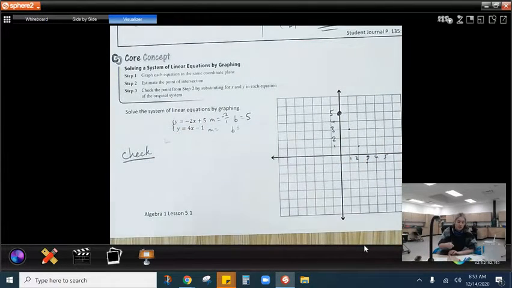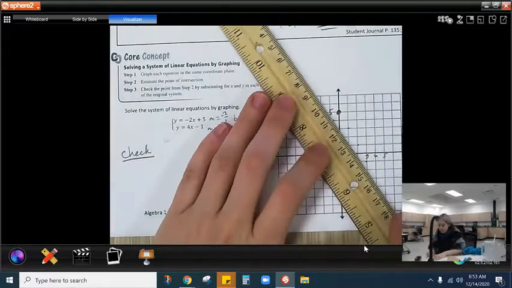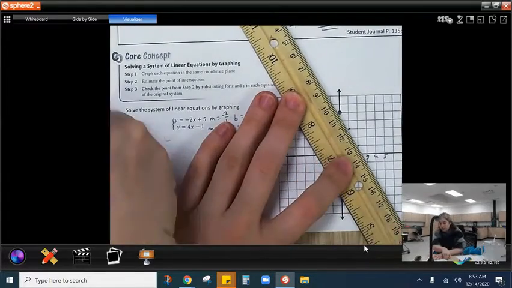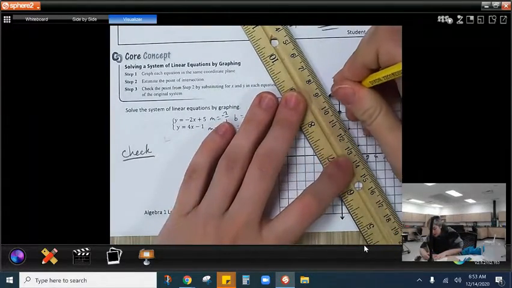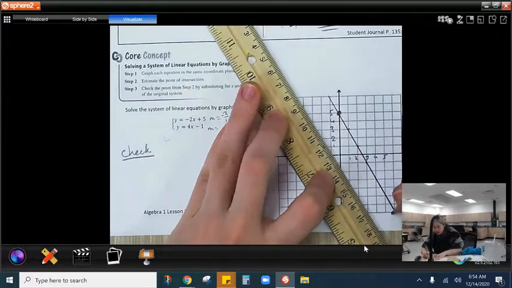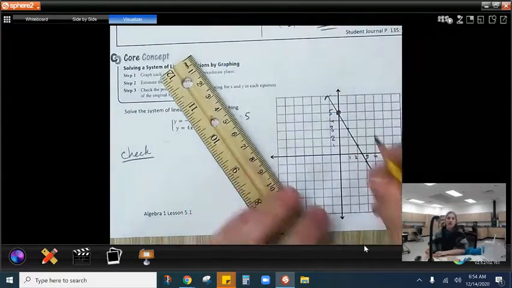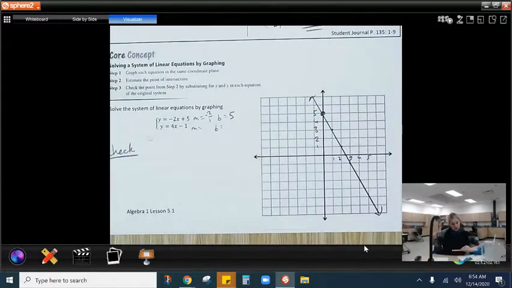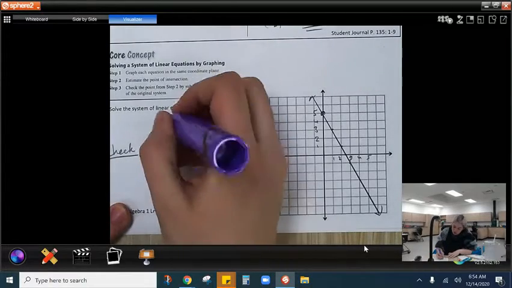And then I just need to connect this with a line. So I pull out my ruler. That way it's nice and straight. There we go. And remember, you want it to go edge to edge, right? Our graph goes edge to edge. And I'm going to make this one purple.